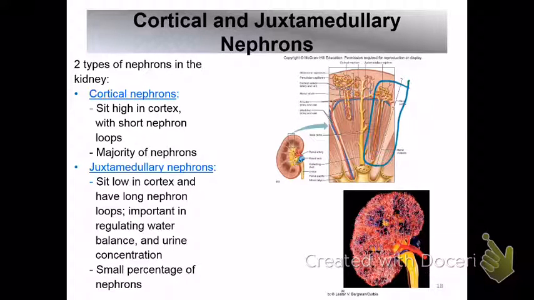Sit low in the cortex and have long nephron loops important to regulating water. There's less of them, but they're more important. So there's less of these, but they're actually more important.